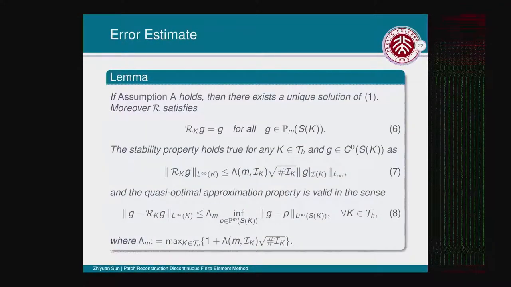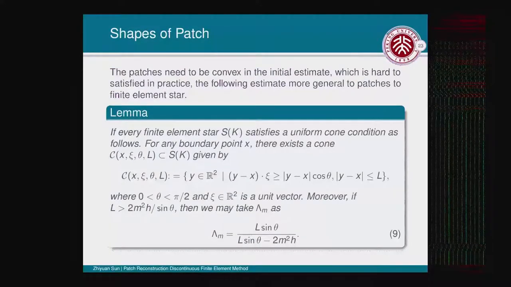The next question is how to control this constant. The quantitative estimate was done by Professor Li and Professor Ming in 2012, and the assumption needs the element patch to be convex, but that is impossible in practice because all the examples we show use element patches that are not convex. But this estimate can be sharpened if we use the finite element star property, which is used in the mimetic finite difference method.